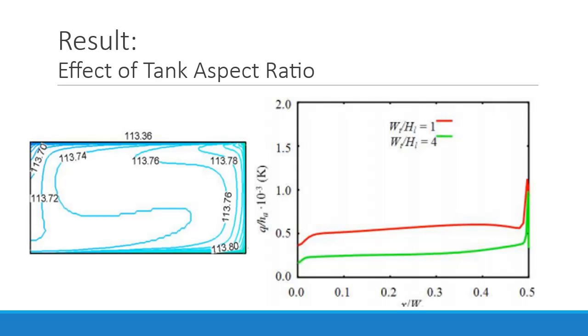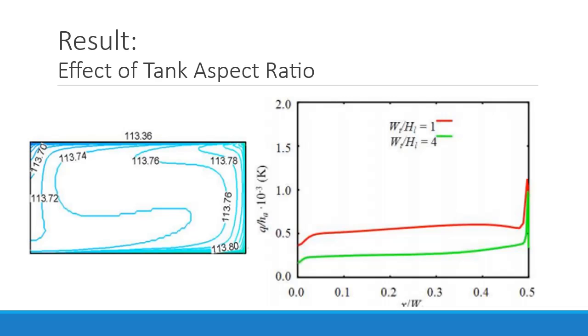After that, the analysis aims to observe the effect of tank aspect ratio. Tank aspect ratio is the comparison between width and height of the tank. Two different values are used, 1 and 4. From the Q per HA graph, we could see that the green line, the tank aspect ratio with value 4, has a lower value compared to the red line, the initial aspect ratio of 1. It means a bigger aspect ratio makes a smaller temperature difference.